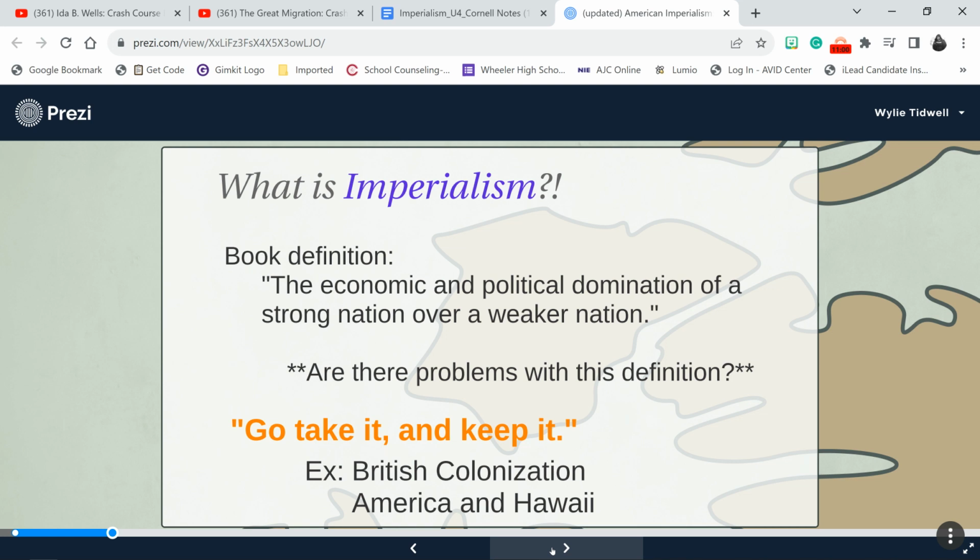The question is, is that still going on now? I'll argue not as much, but you have nations that still have their fingernail tips in different places all over the world. Okay. We good so far?